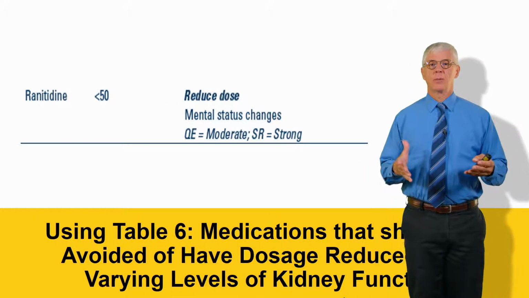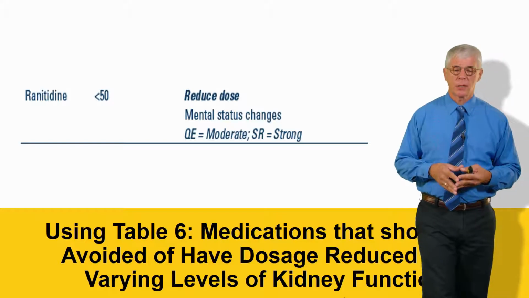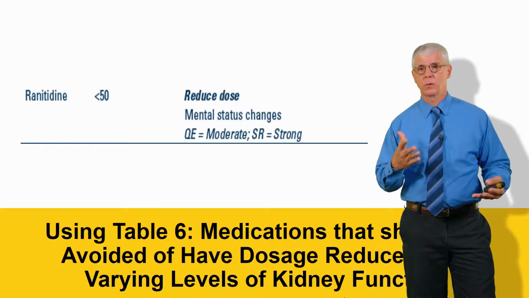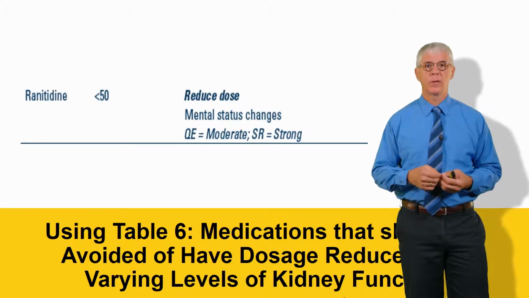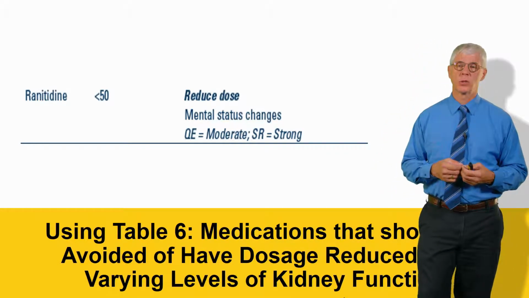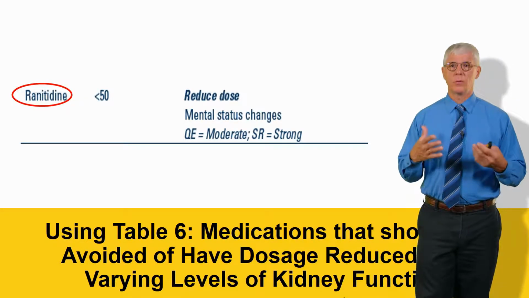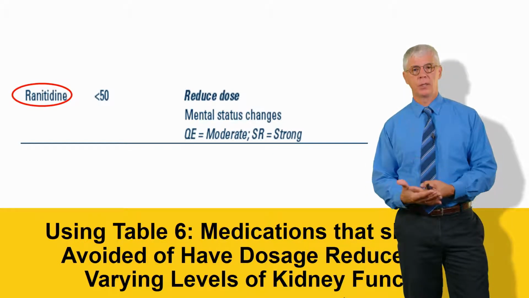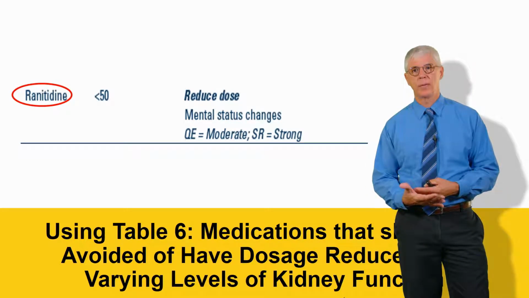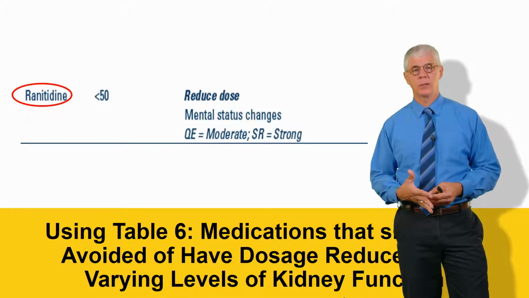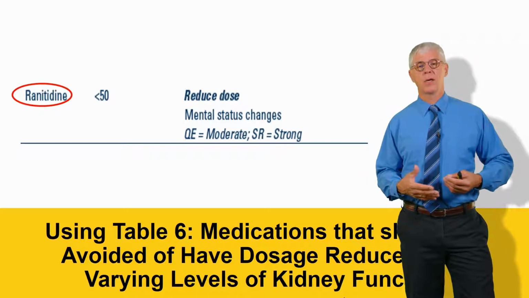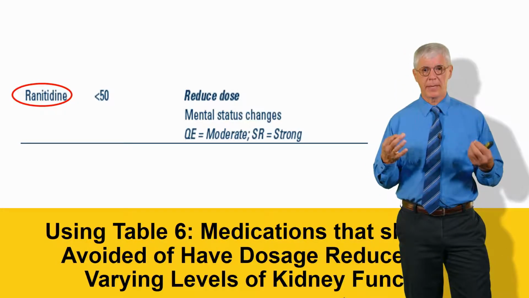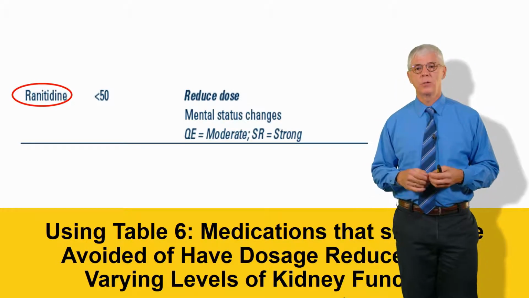So we haven't used this table yet. This is table 6, which is medications to think about maybe not using or reducing doses for various levels of kidney dysfunction. So we have ranitidine on there. Ranitidine was removed from the potentially inappropriate list, so table 2, it was removed from that. However, it does remain on table 6 because it has renal excretion. So ranitidine depends upon good kidney function to be excreted.